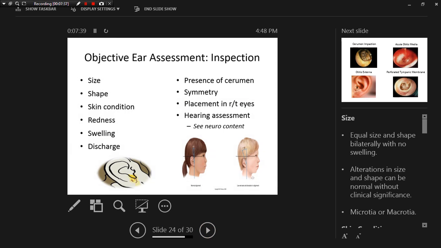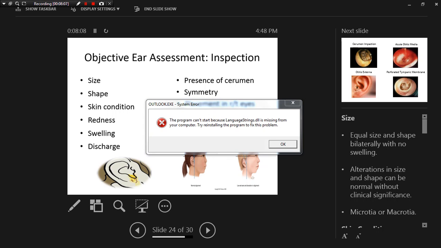So, objective ear assessment, the inspection. Are our ears, the size and the shape, symmetrical from right to left? Are they too small or are they too large? There are terms for that, microtia and macrotia. When we're looking at the skin condition, is it pretty much consistent in color to the rest of the body? Is it intact, or do we have some crusts or scales, or maybe linear ridges or ulcerations?